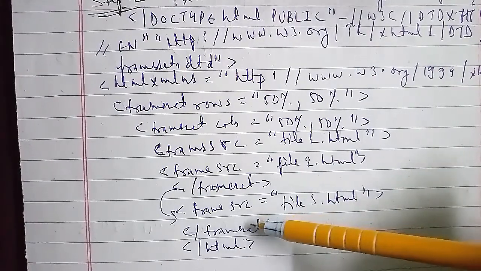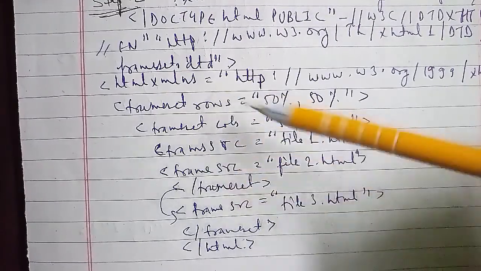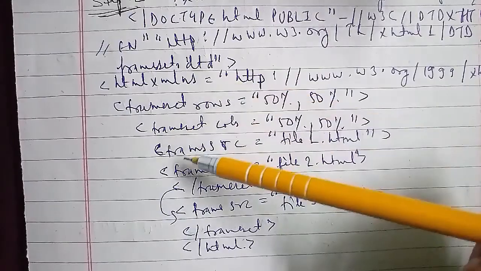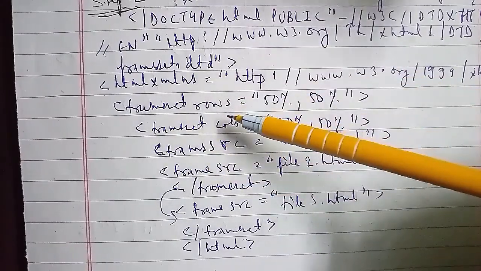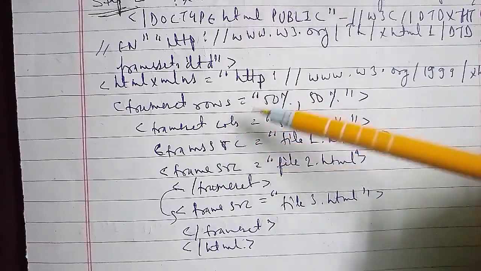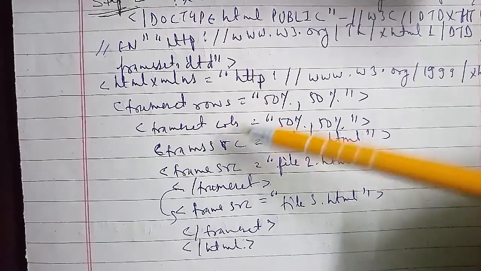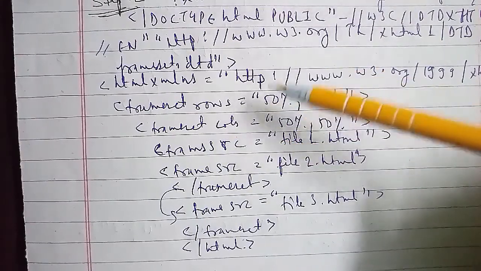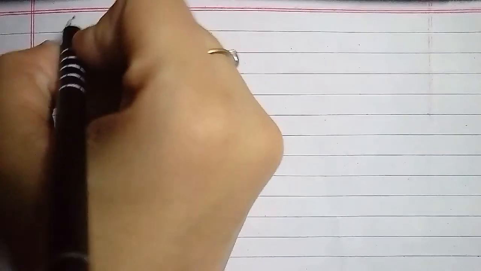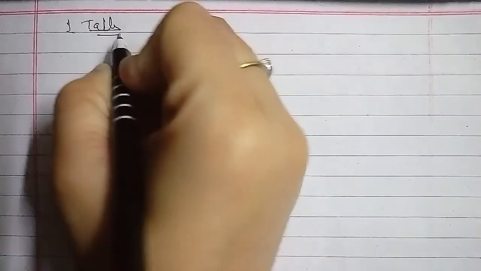So let's go and discuss that. I will discuss one by one. First we'll start with the table, then frame, and then forms. Now we'll start with the first one, that is the table. To create a table on a web page, we start with the table beginning tag, and of course there is the closing tag, which is used for ending the table, and the beginning tag is used to start the table.